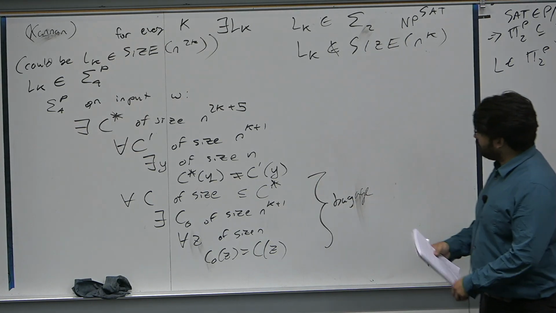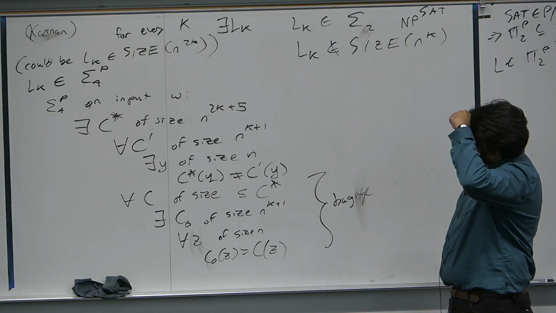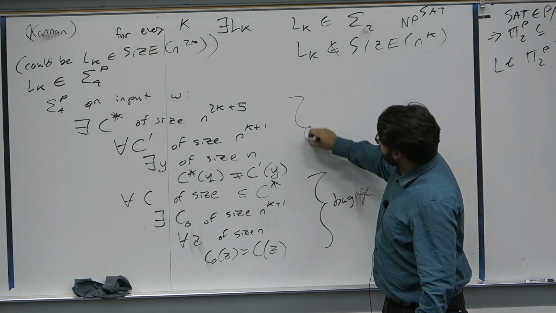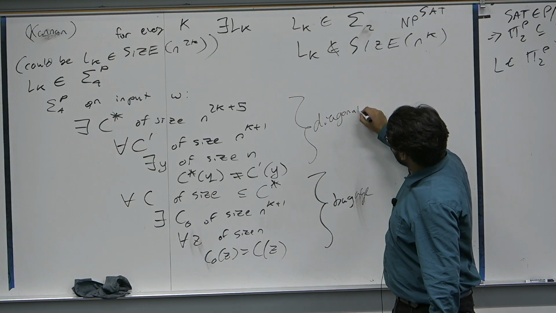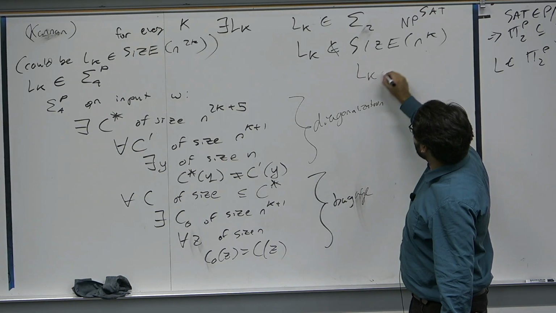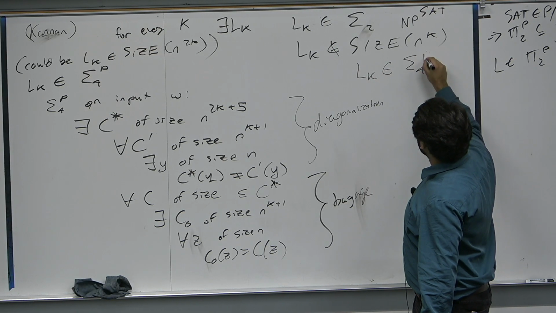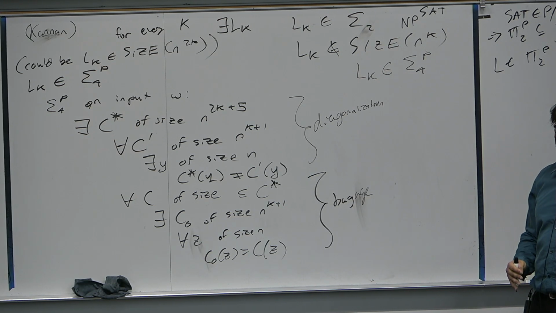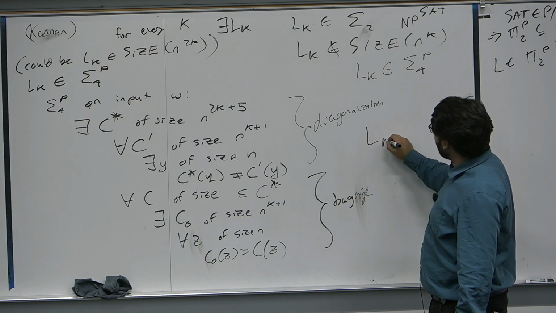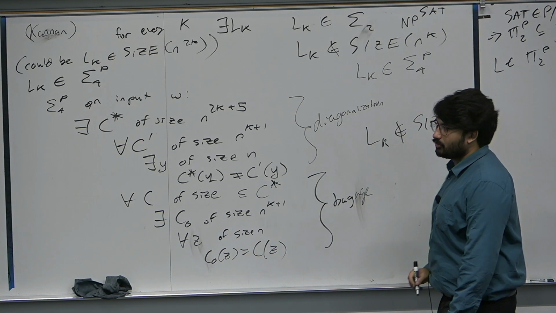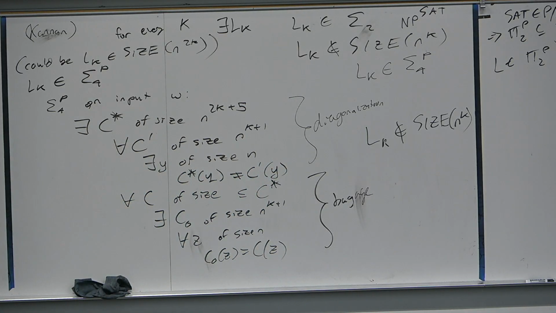It just forces, whatever. It forces you, for the simulation to work correctly. This part is the important diagonalization, right? So we know that this is some LK. LK here is in sigma 4p because we gave the machine for it. It runs in polynomial time. We also know that because it diagonalizes against all smaller circuits, it's not in that language. So we know that LK is also not an element of size n to the k. Good. So we know that some language is in sigma 4 and does not have n to the k size circuits. Okay?